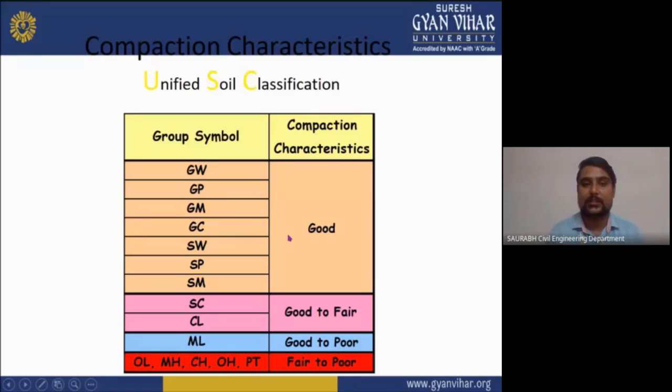As here you can see the compaction characteristics. What is the meaning of the compaction characteristics? We will see here the Unified Soil Classification, where the group symbols GW, GP, GM, GC, SW, SP, SM will have good compaction characteristics, and SC, CL, which is good to fair, and ML good to poor, and OL, MH, CH, OH, PT fair to poor.